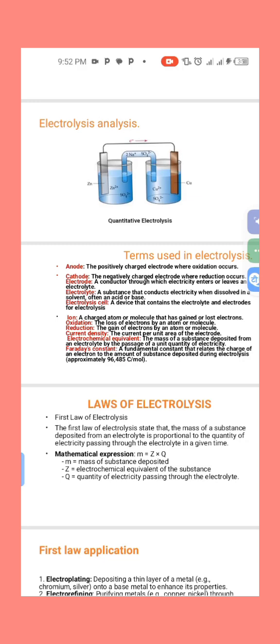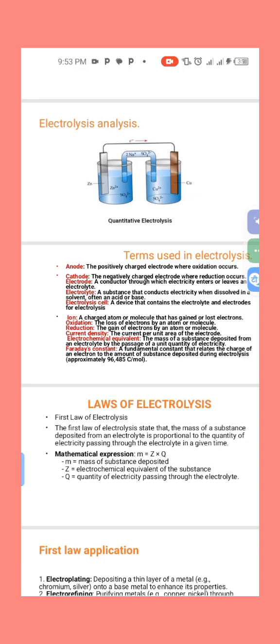The next one is electrolyte, a substance that conducts electricity when dissolved in a solvent, or an acid or base. This is electrolyte. It is the chemical material that you dissolve inside a solution, and that solvent can be water or any other solvent. An example of an electrolyte is table salt, because table salt dissolves in water, and when you mix it with water, it generates ions, sodium ion and chlorine ion.